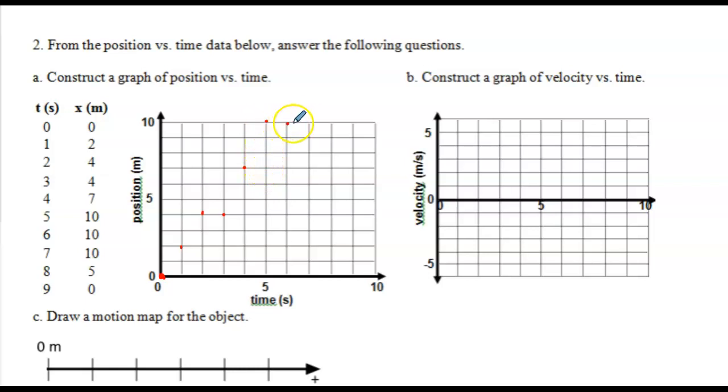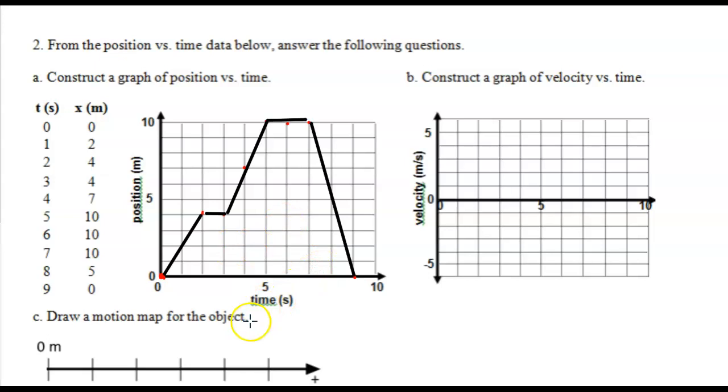Then I stay at 10 for the next 3 seconds, so that's at 7 seconds. 8 seconds, I'm down at 5. 9 seconds, I'm down to 0. Okay, so I need to connect these points, so I'm going to do that with the line drawing tool. So that's the first one, that section, and it stops, then it goes up. Then it's stopped again up at 10, and then it goes from 10 all the way back down to 0. So that's the general shape of the graph that you should have displayed.